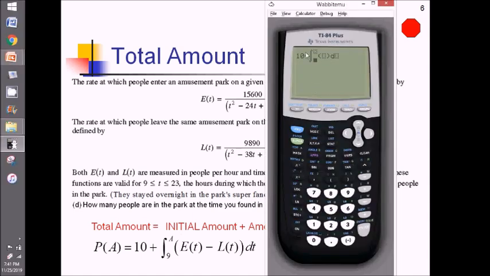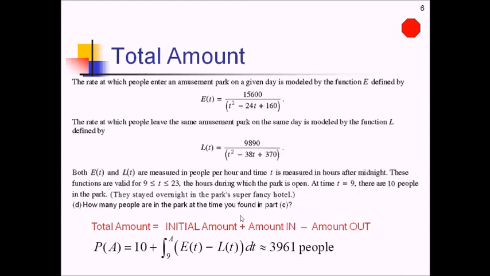So to do this quickly, I've got 10 plus my integral from 9 to, and I'm going to do again alpha A, because that's where I stored my maximizing time. And I stored all of this stuff as p prime of t. I stored that in y3. So alpha trace y3 and dx. And how many people are in that park at time A? Well, about 3,961 if we round off, and that is in units of people.